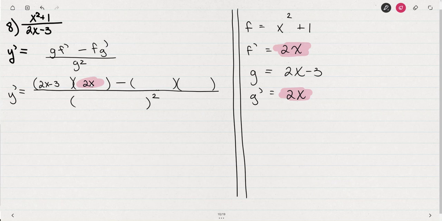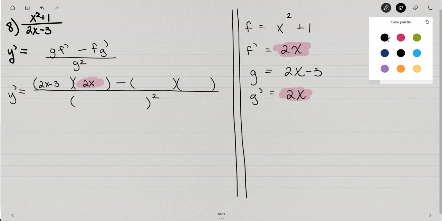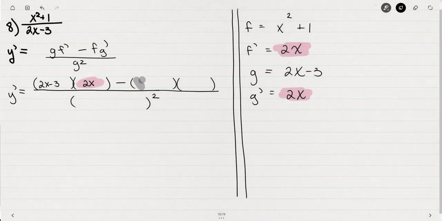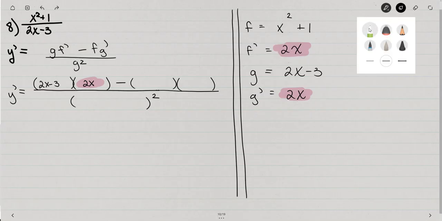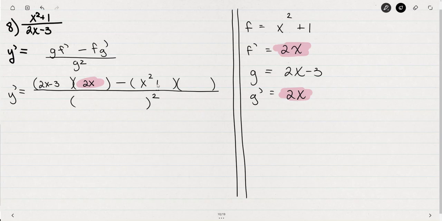and then from that, we'll subtract the product of the numerator, f, x squared plus 1 is what I want to write in here, times the derivative of the denominator. And I just realized, I don't know why I said the derivative of the denominator is 2x earlier. The derivative of 2x minus 3, of course, that's just 2, right? So g prime is 2.